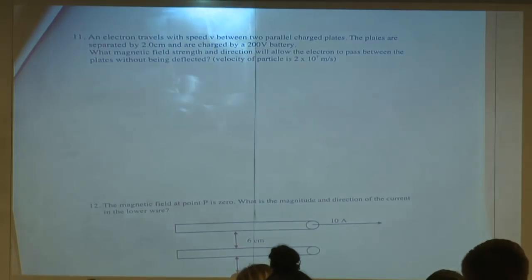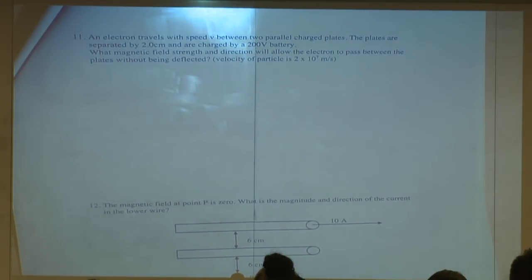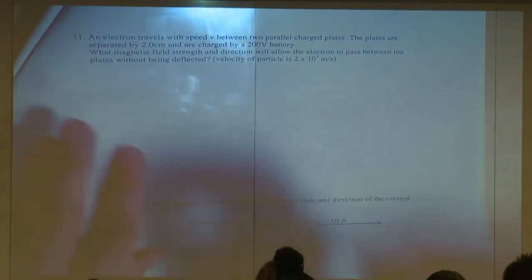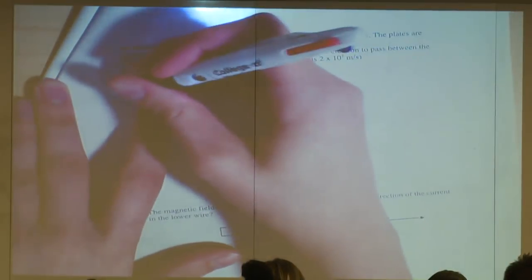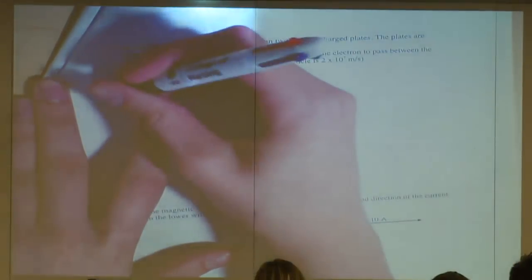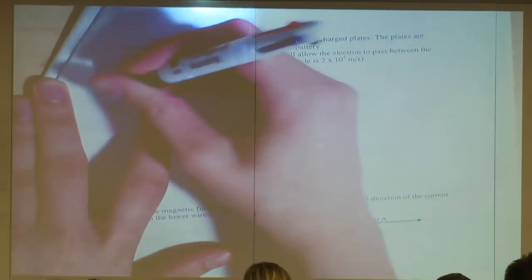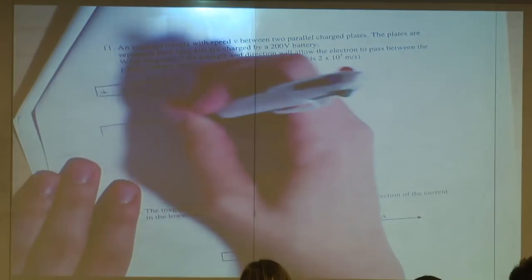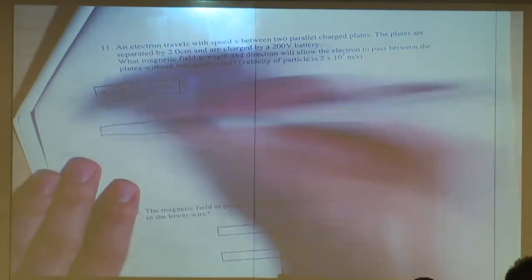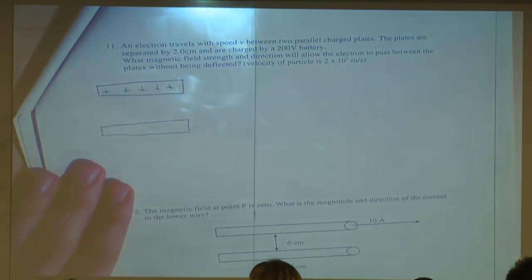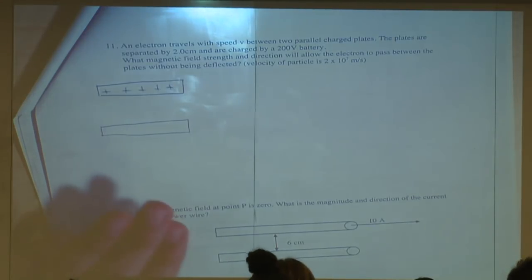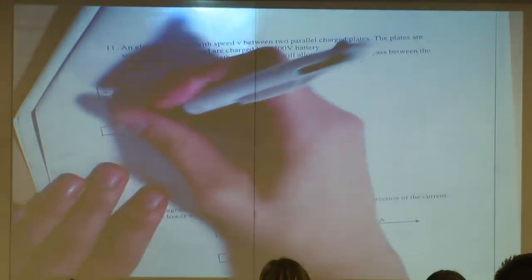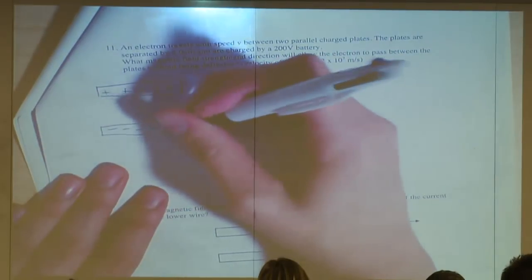Okay, so it says an electron travels with speed v between two parallel charged plates. So it's just a fancy way of saying parallel plate capacitor. Okay, so I'm going to go ahead and draw this. So this is the positive, and then this is the negative. And this is a similar question from the book. I think they give the picture. So the positives are on the top and the negatives are on the bottom, because that will be kind of important for this question.